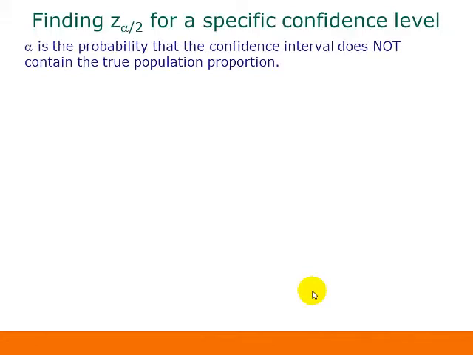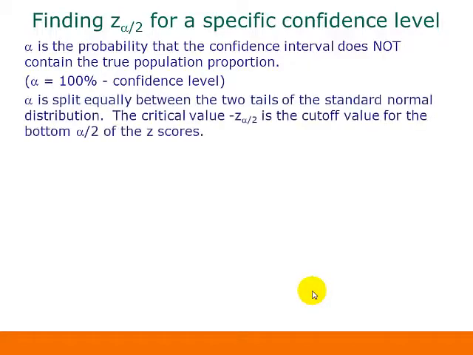So if we have a specific confidence level, here's how we find our critical value. The alpha is the probability that the confidence interval does not contain the true population proportion. In other words, alpha equals 100% minus our confidence level. Then we take alpha and split it equally between the two tails of our standard normal distribution. The critical value negative z alpha over 2 is the cutoff value for the bottom alpha over 2 of the z-scores.